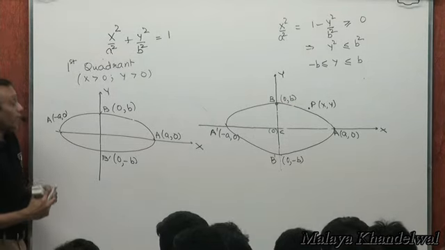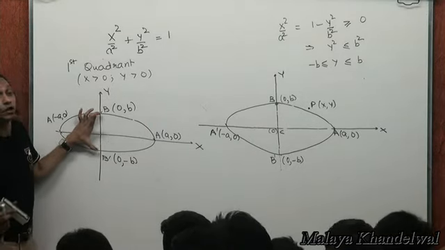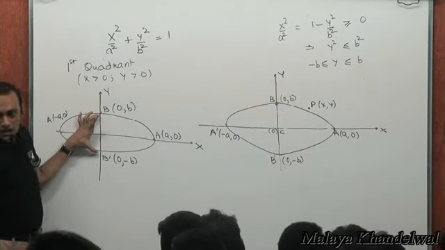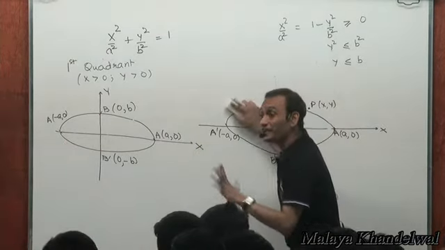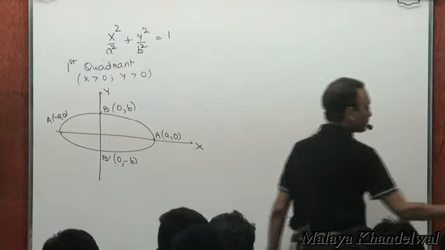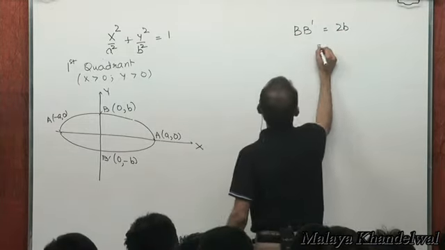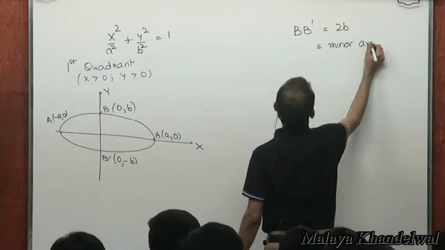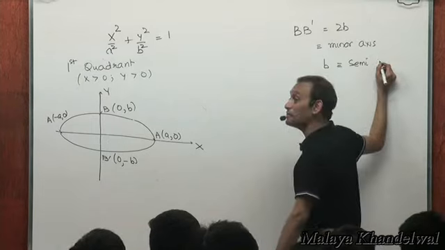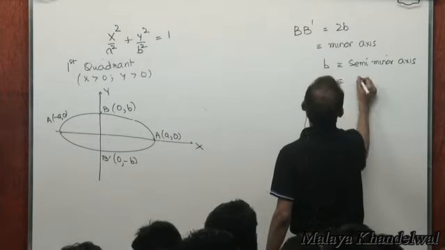Right? Now, this is the maximum vertical span of the ellipse. And this length, BB prime, is called the minor axis. AA prime was the major axis. BB prime is the minor axis. And the curve is symmetric both about the major as well as the minor axis. It is of length 2b, and this is referred to as the minor axis. B is called the semi-minor axis. Small a is called the semi-major axis. B is the semi-minor axis, and small a is the semi-major axis.